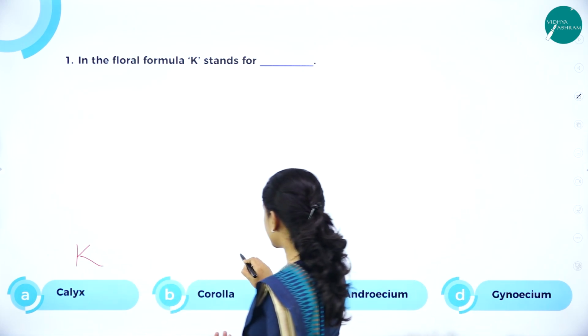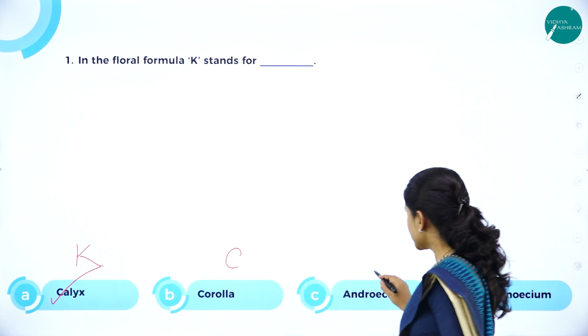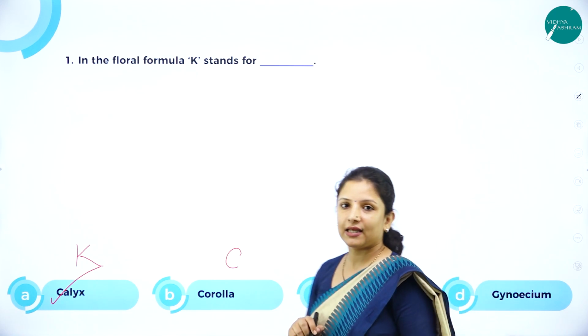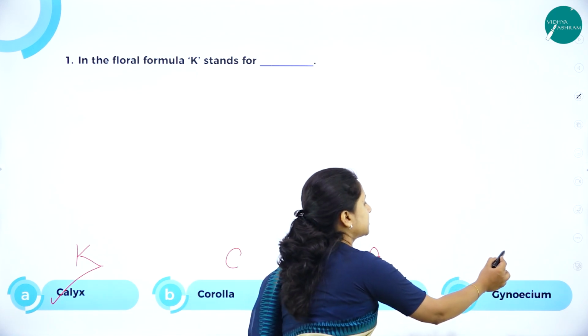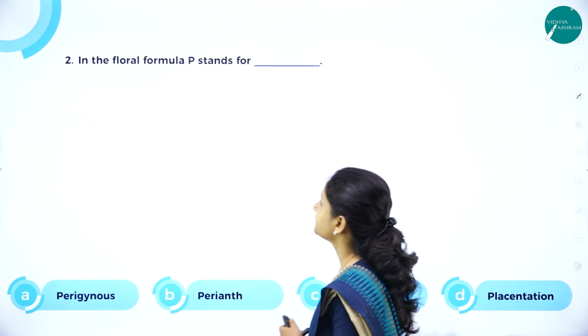Because corolla is represented by capital C. This is the right answer. Androecium is represented by capital A and gynoecium is represented by capital G. Based on these, questions can also be framed.